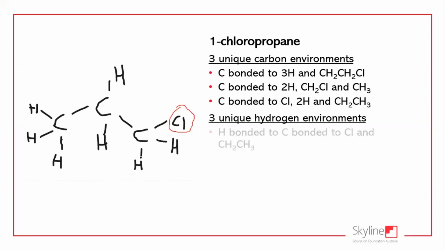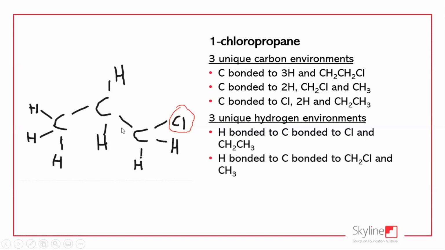Likewise, there are 3 unique hydrogen environments. This one bonded on the end, so these hydrogens are bonded to a carbon bonded to 2 other hydrogens. The ones in the middle are bonded to a carbon bonded to 2 other carbons. And the ones on the end are the only hydrogens bonded to a carbon bonded to chlorine. A bit complicated.